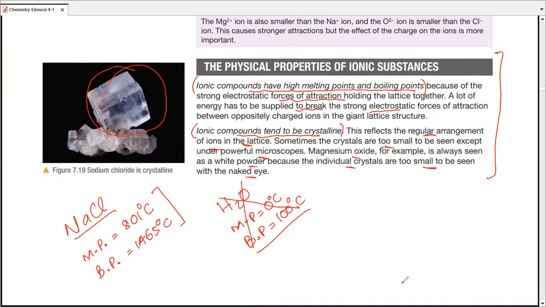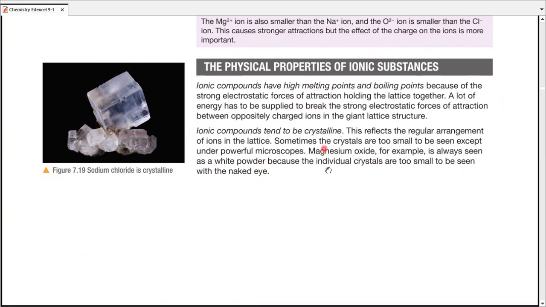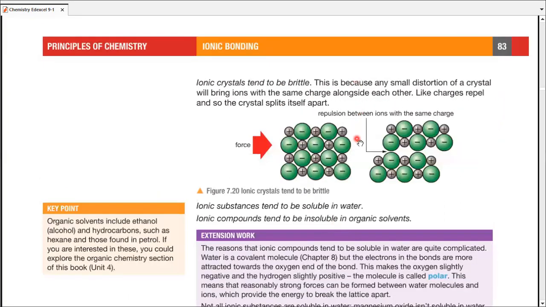All right. So these are two properties in there. Remember, high melting and high boiling points cannot be two separate properties. This is just one property. The second one is ionic compounds tend to be crystalline. Let's move on to the next page for the further set of properties.